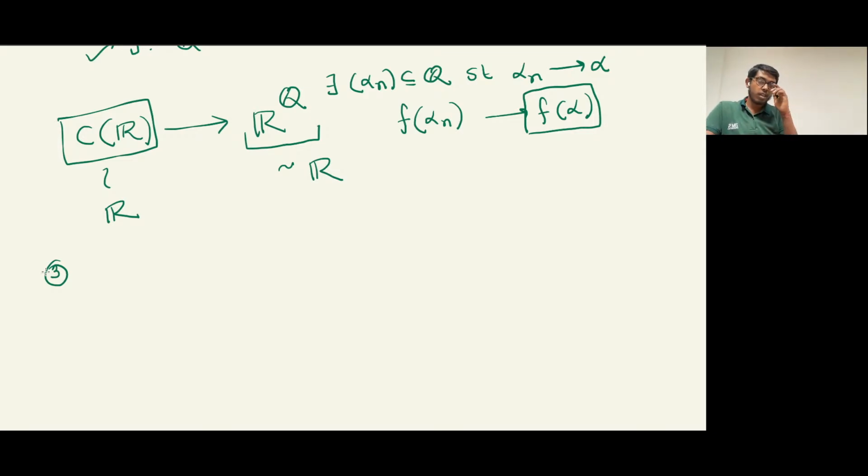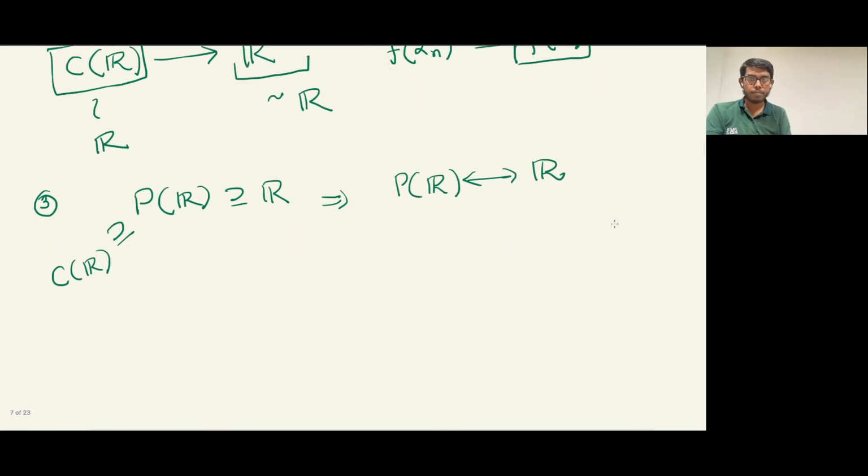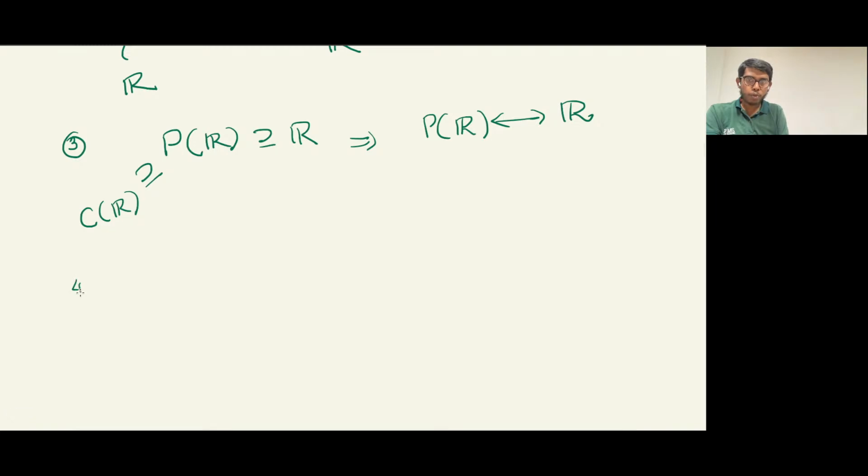Okay. And so the set of all polynomials, again the constant polynomials, so this contains R and this is contained in C(R). And hence this implies that the cardinality of P(R) is the same as R. So this proves that the third option is also correct. Let's talk about the fourth option.